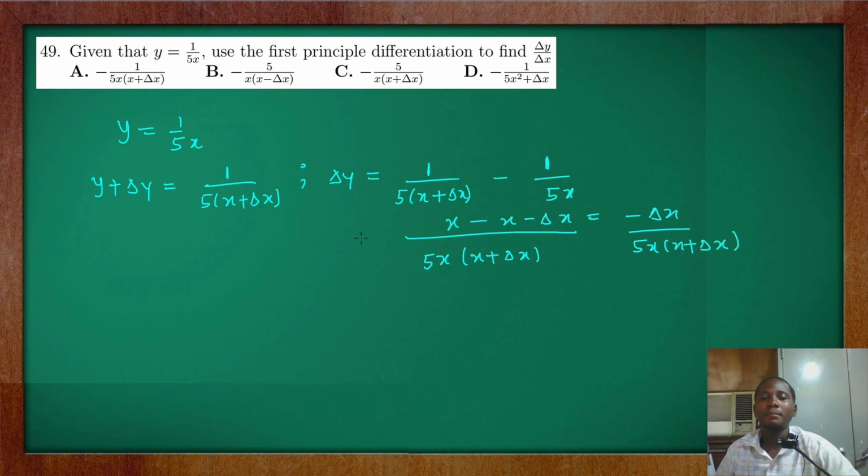And now this is my delta y, and they asked me to look for delta y over delta x. That means this will be minus 1 over 5x open bracket x plus delta x. So now the correct option to this question is option A.